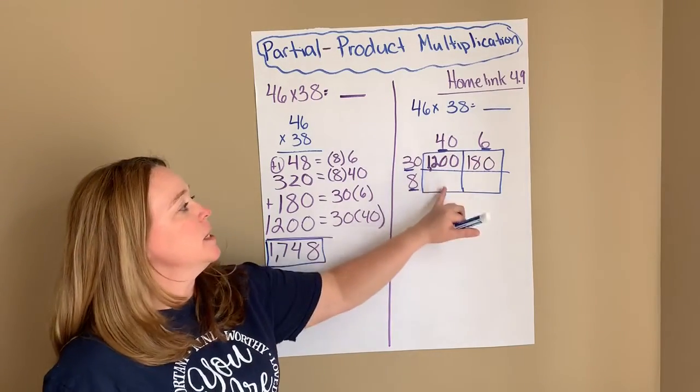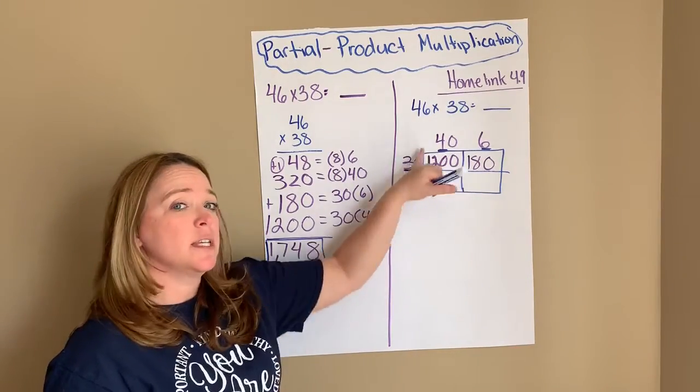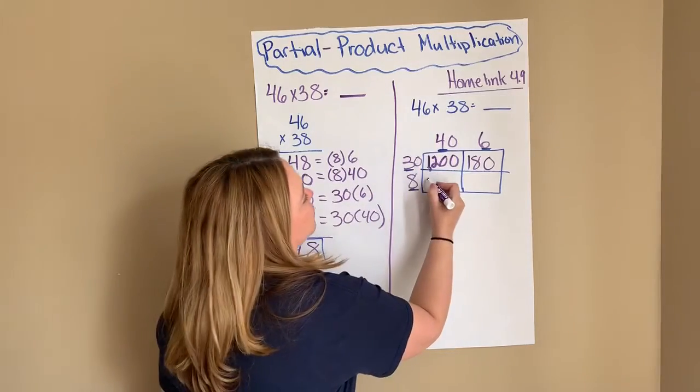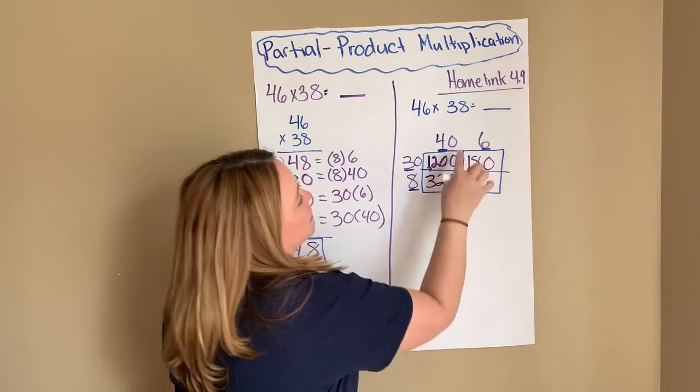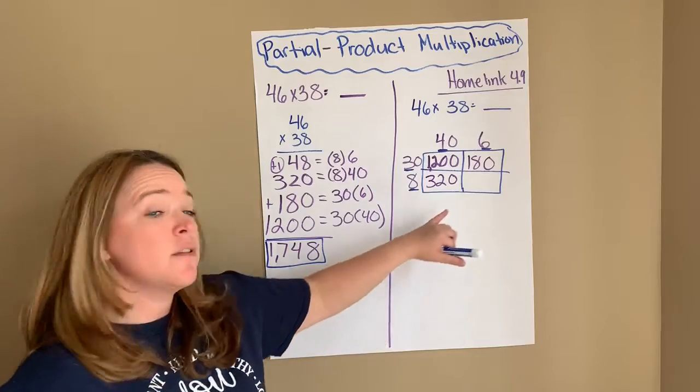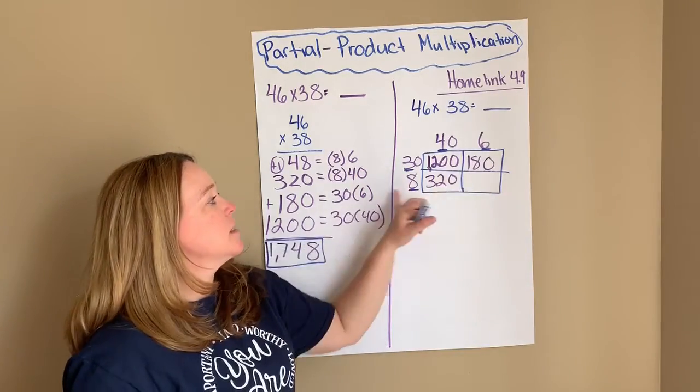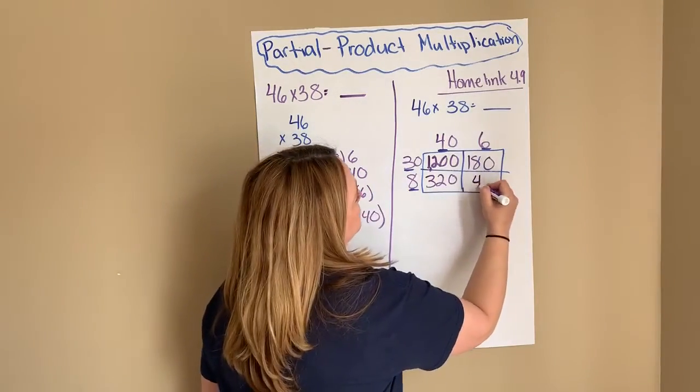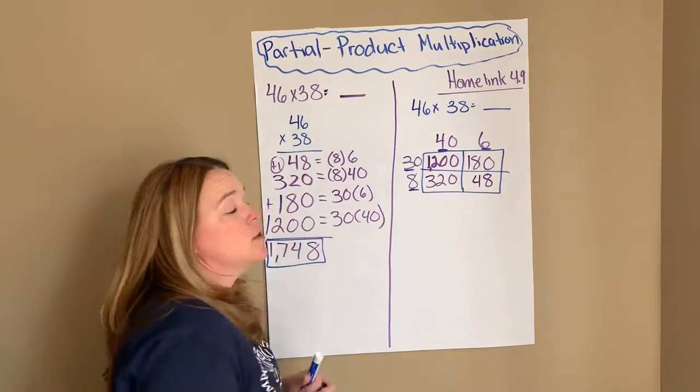And now we have 40 times 8. Again, we're focusing on those basic facts. 8 times 4 is 32. And we're adding 1 zero. And then for our last box, we have 6 times 8 is 48. And now we found all of our products.